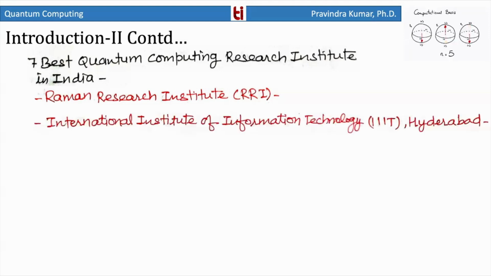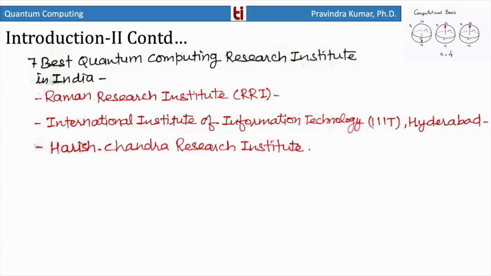Another institute is the International Institute of Information Technology, IIIT Hyderabad. They carry out research on the role of quantum science in computation, information processing, and quantum thermodynamics. Another institute is Harish-Chandra Research Institute, located in Prayagraj. They are actively involved in research surrounding quantum algorithms, quantum communication, quantum cryptography, and the theory of entanglement.